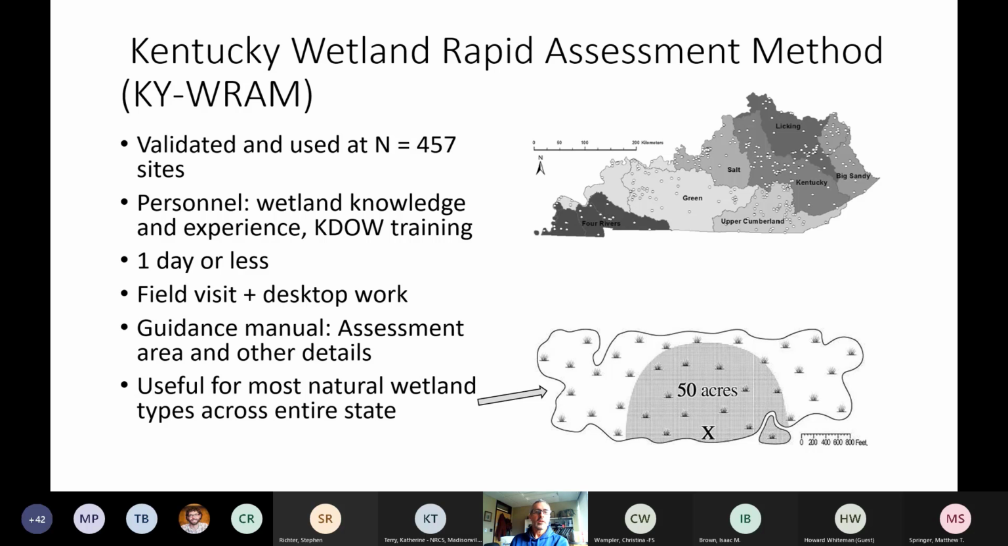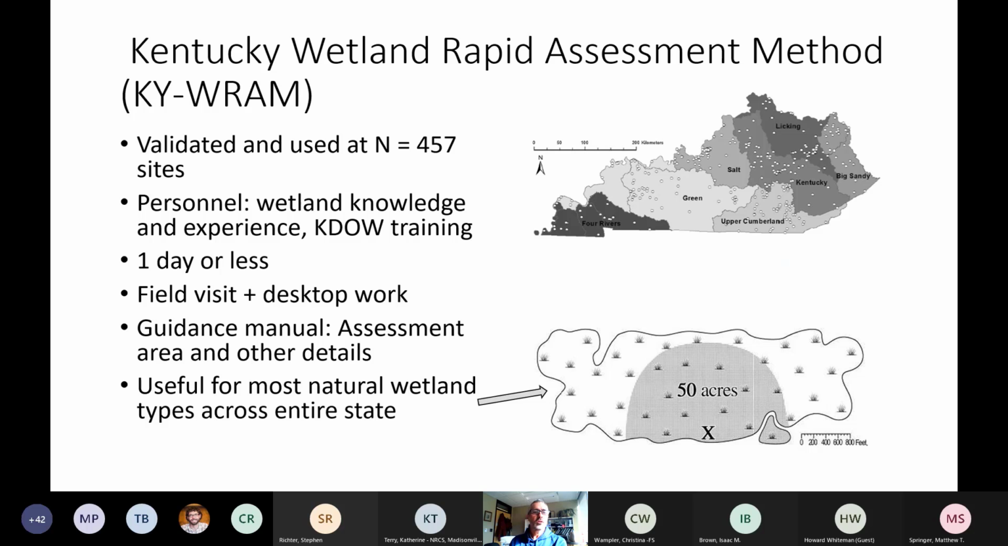The personnel and the type of skills needed to use it are pretty basic. You need a general knowledge of wetlands and some experience in different types of wetlands in Kentucky. And you need to take a training workshop with the Kentucky Division of Water.